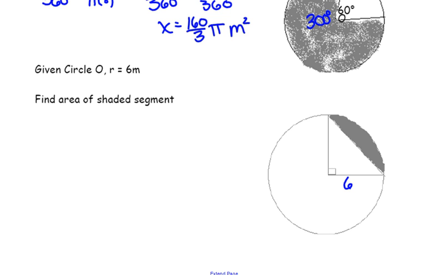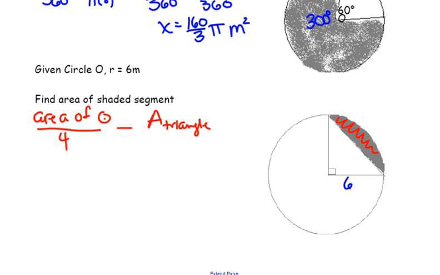So hit pause now. All right, so hopefully you've thought of a process, and it should be something along the lines of this. Find the area of the circle, divide it by 4, because we really want to know what the area of this segment of the circle is, and then we're going to subtract the area of the triangle, and that will give us this little shaded area right here. So let's go ahead and do that.